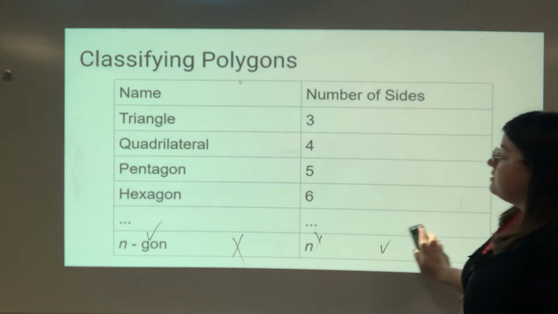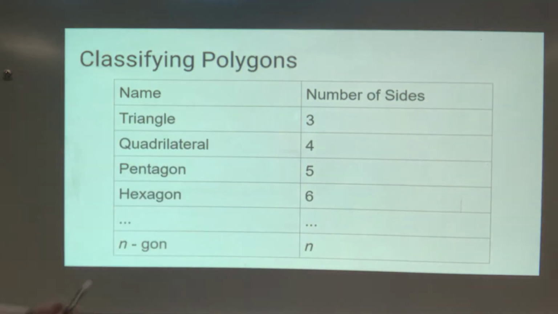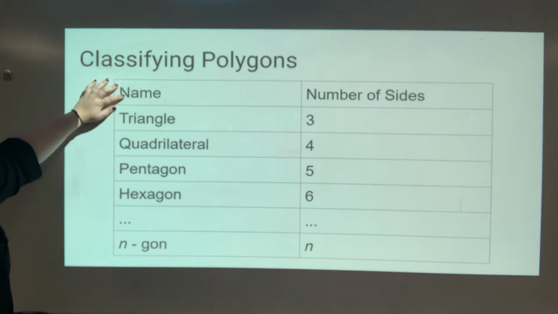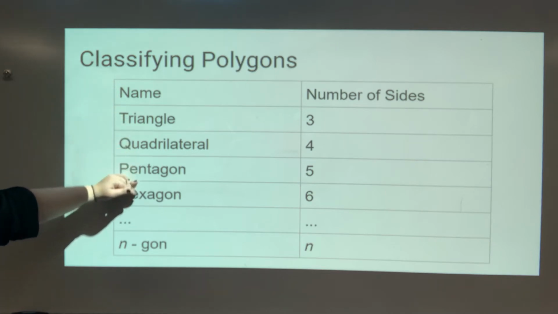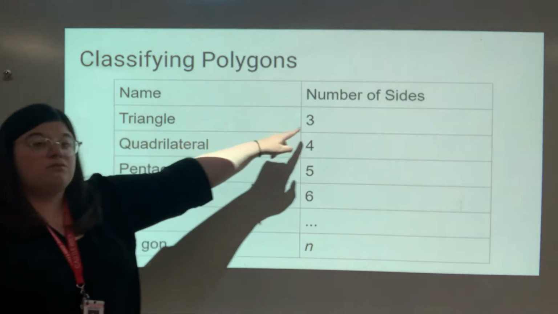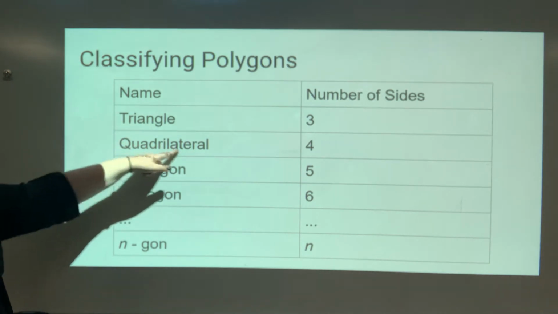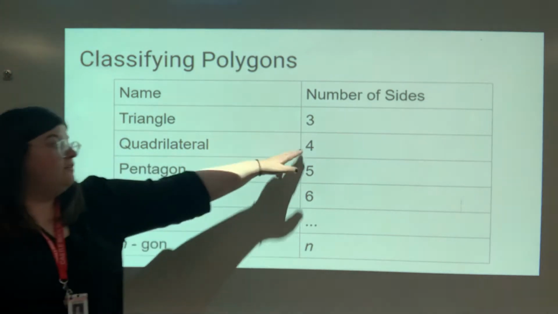Classifying polygons. So, we just had a whole bunch of examples, but how would we call them? Whatever they're called. All right, here's a good way to tell. When we're starting off with a simple number of sides, we can use these basic definitions and basic names that we've had since kindergarten. So, triangle, 3 sides. Tri, right? You think 3. Quadrilateral, all right? 4 sides.